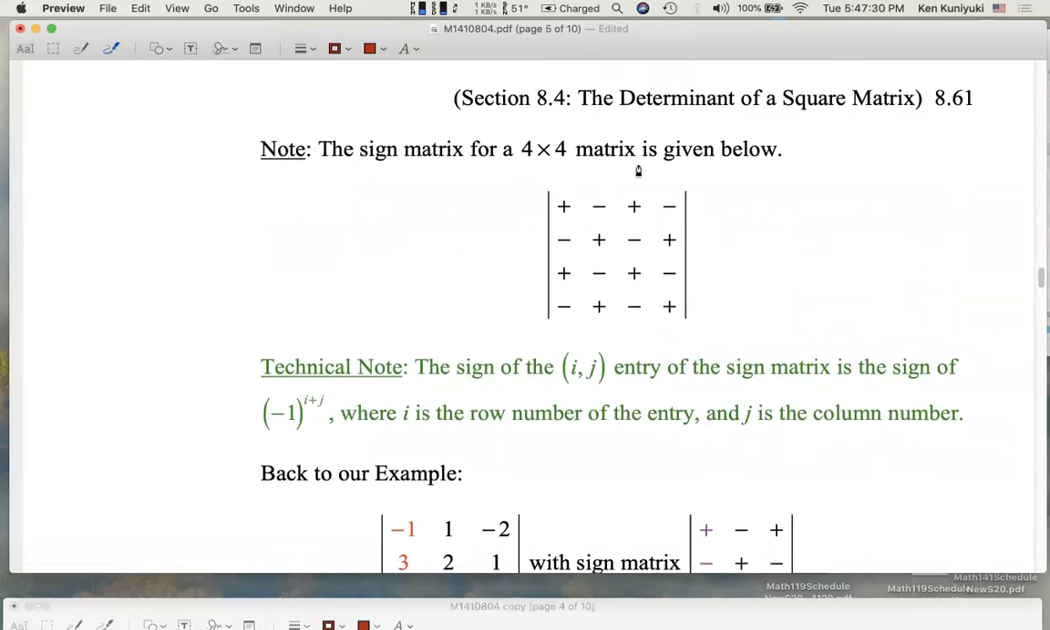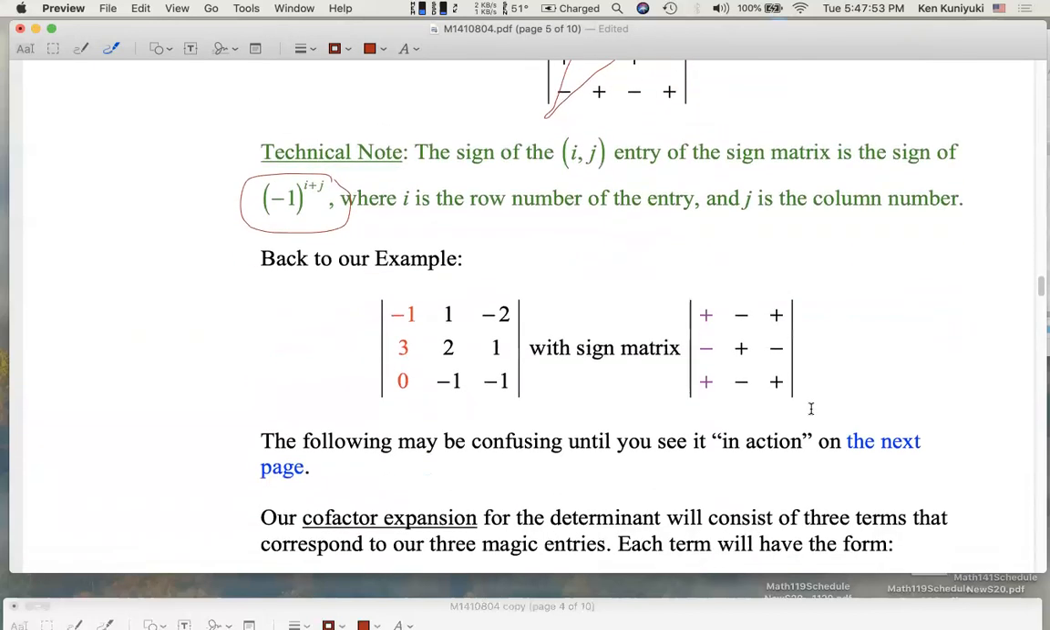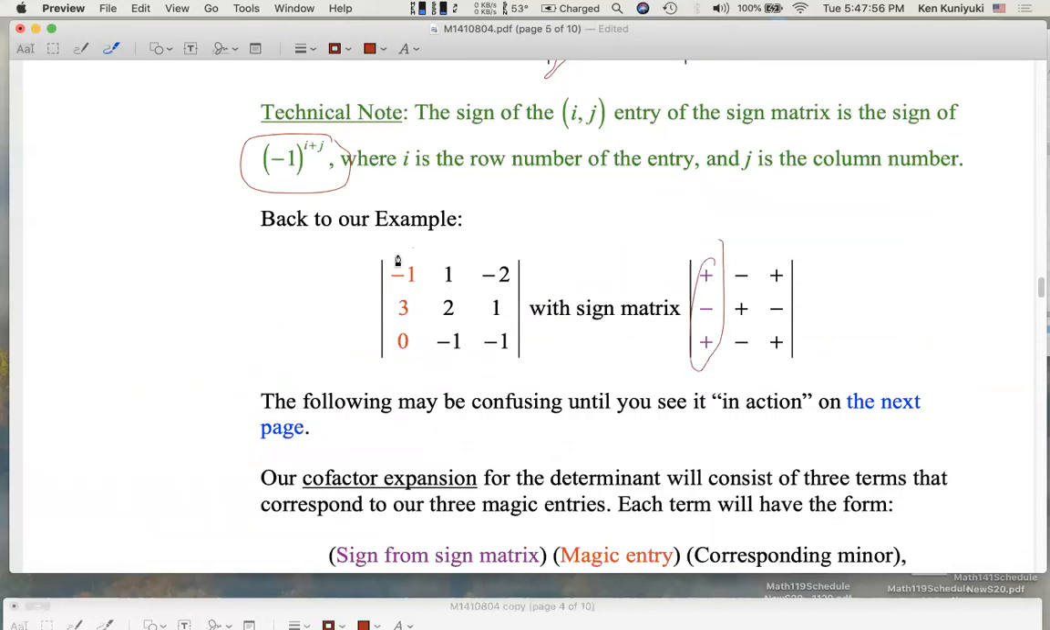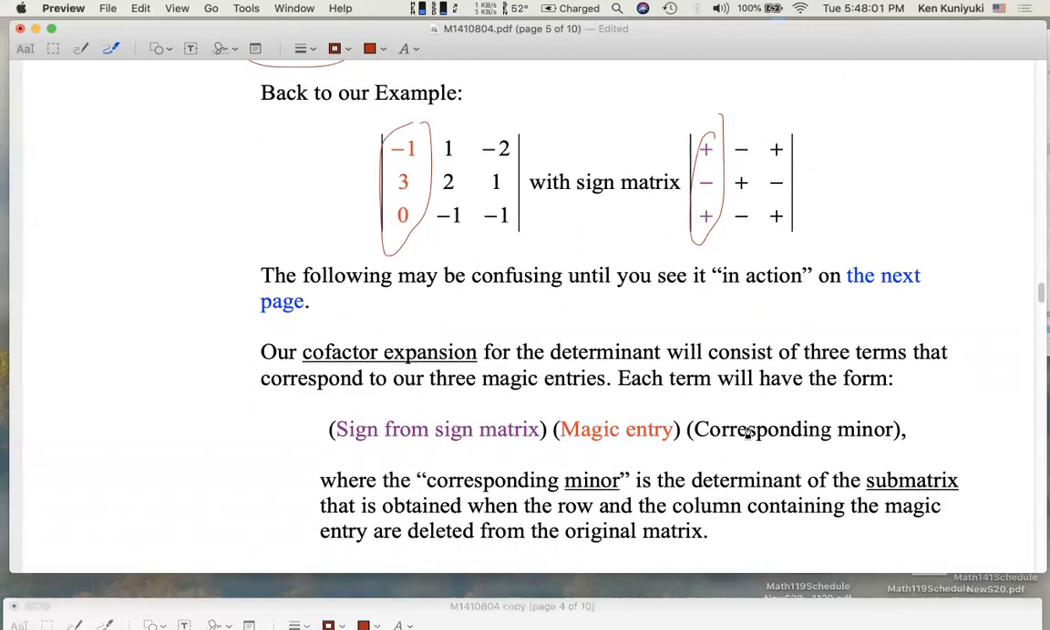Here's a sign matrix for a 4 by 4. Here, the longest skew diagonal is all minuses. It will be all the same sign, either all pluses or all minuses, because you alternate. Again, here's the general formula. All right, so now we're going to do expansion by cofactors or by minors.